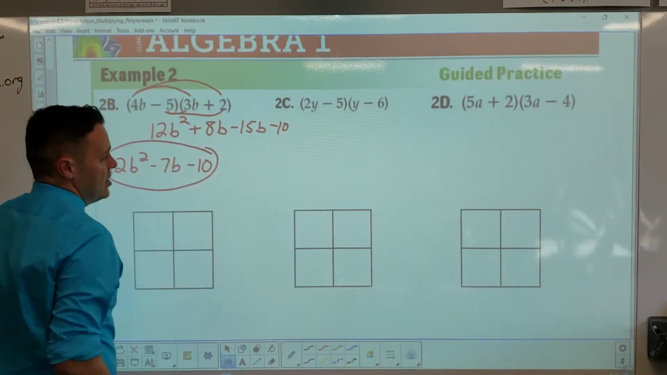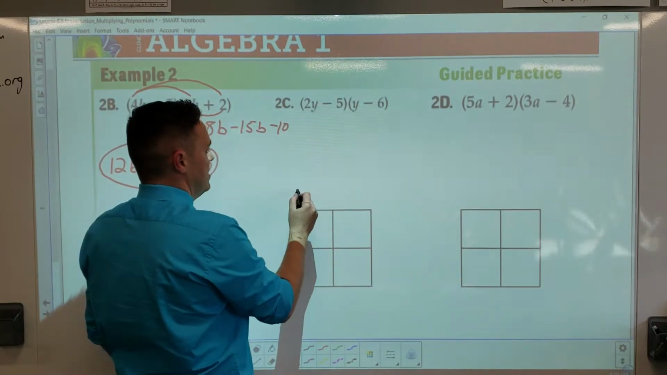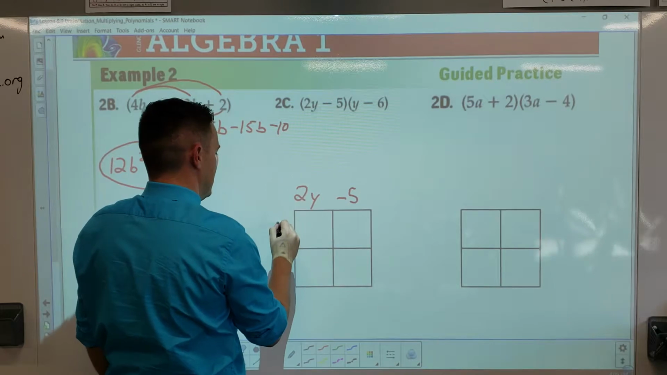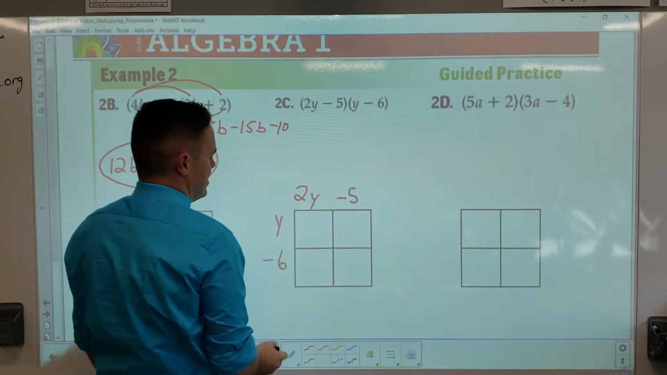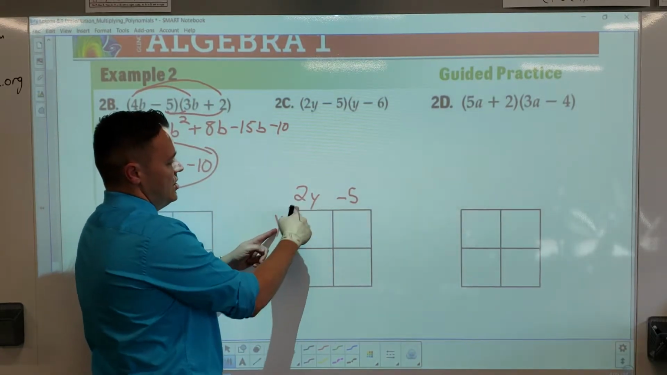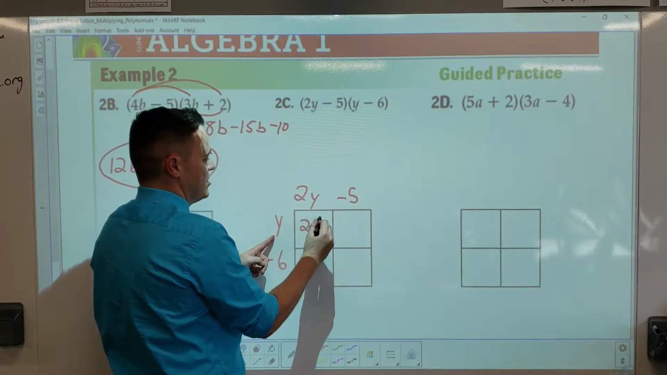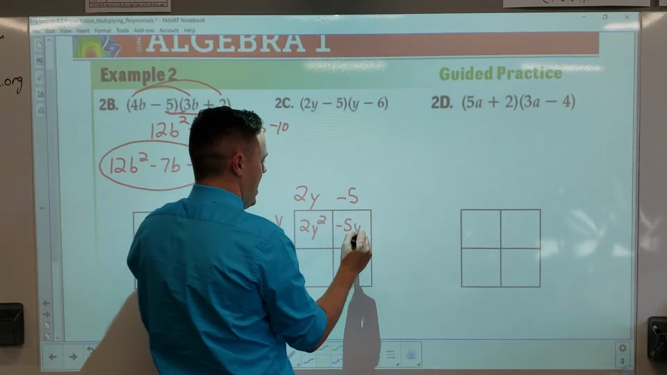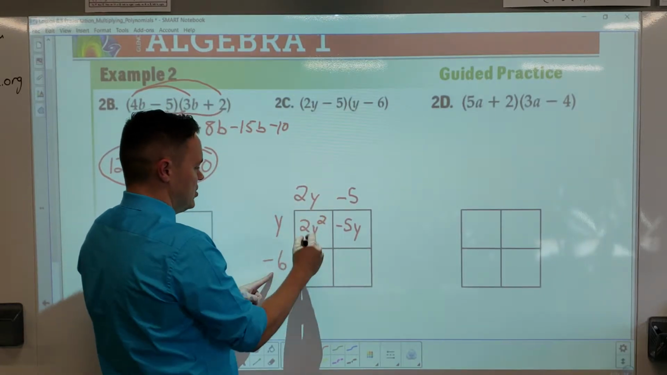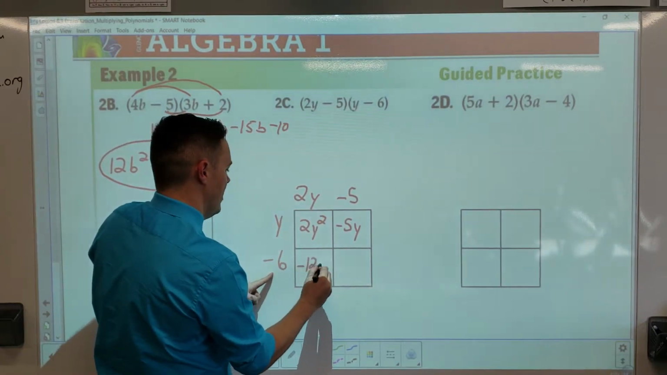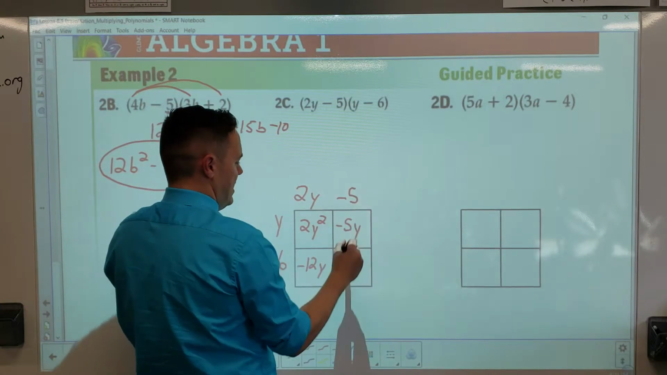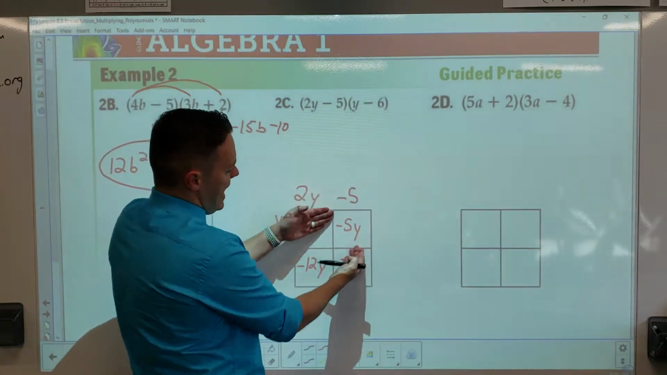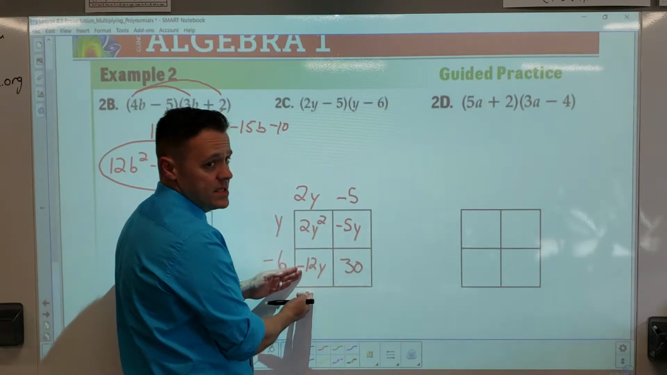There's your setup. I'll use the box on this one. So it's 2y and a negative 5, and then this is a y and a negative 6. So if I multiply this out, these two multiplied together would be 2y squared. Y times this is negative 5y, and then negative 6 times 2 is a negative 12y. Negative and negative is going to be a positive 30. Now you can combine these like terms together.